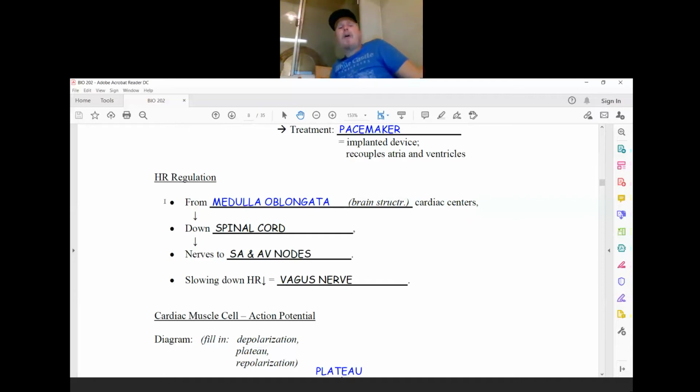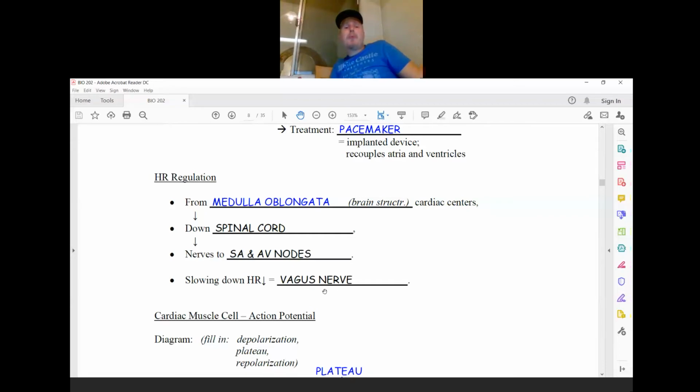So it's located in the oldest part of the brain, within our brainstem, and especially within the medulla of the brainstem. Within the medulla, we have certain parts which are known as cardiac centers. So heart rate is regulated from there. These signals from the cardiac centers of the medulla are passed down the spinal cord to the sinoatrial and AV nodes.